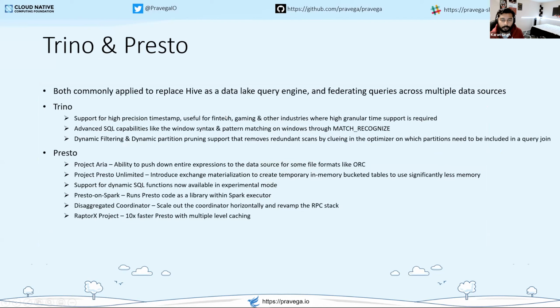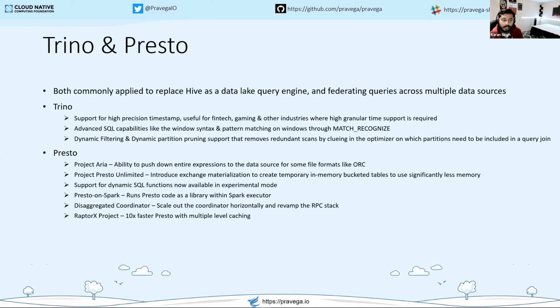Moving on to talking about Trino and Presto. Like I said, both were commonly applied to replace Hive as a data lake query engine at Facebook, federating queries across multiple data sources by separating storage from compute and supporting data virtualization. Some of the things mentioned under Trino and Presto are future work or current efforts that are advancing both projects.